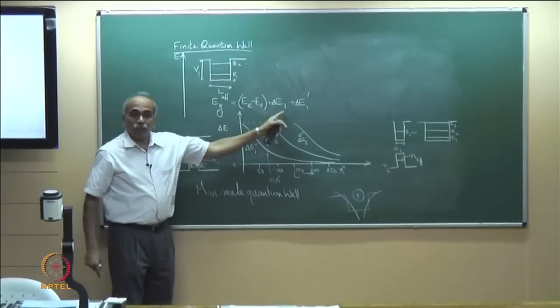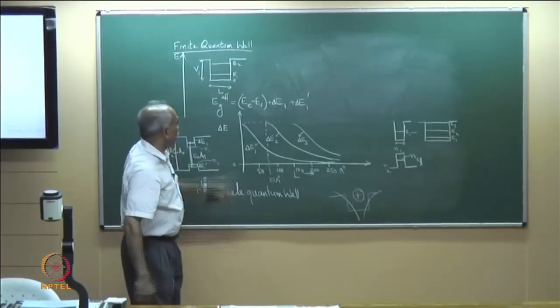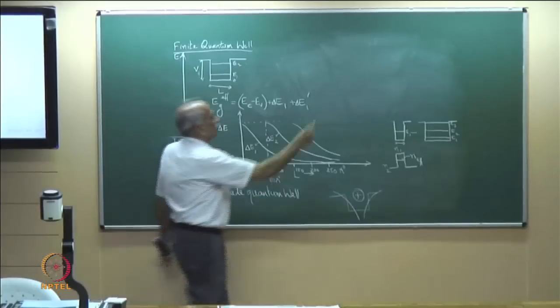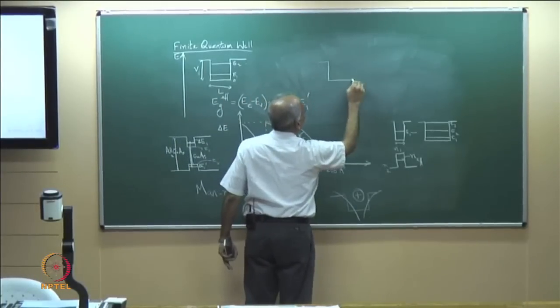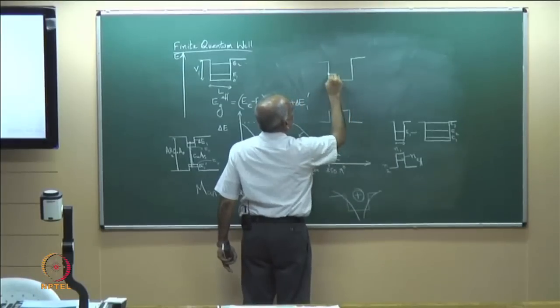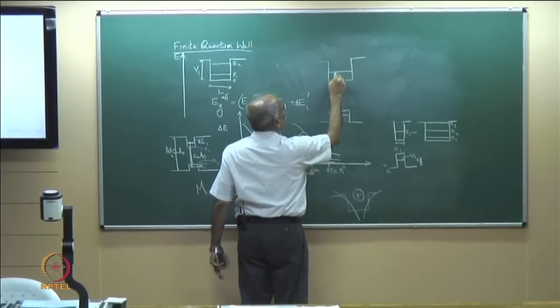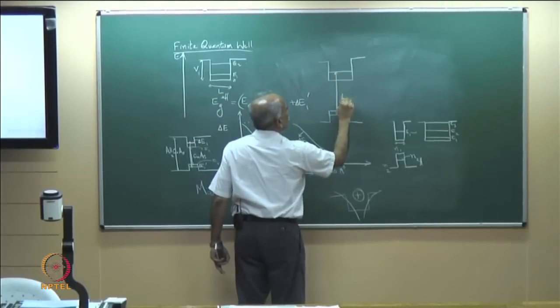So this is the effective band gap, which is larger than Eg. So this is one point: the effective band gap in a quantum well structure. Let me draw that again. If I have an energy level here and an energy level here, this is Eg effective.